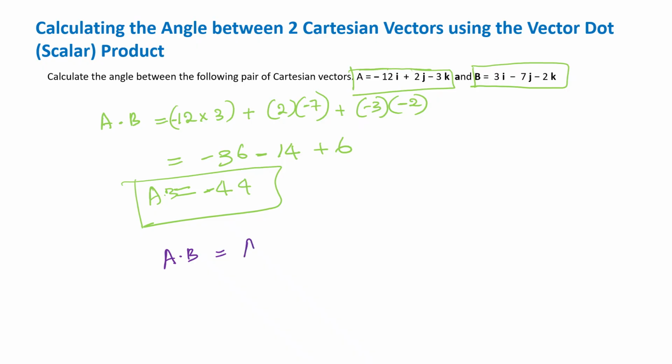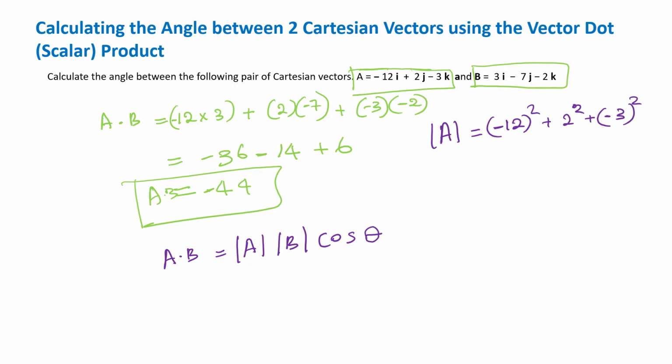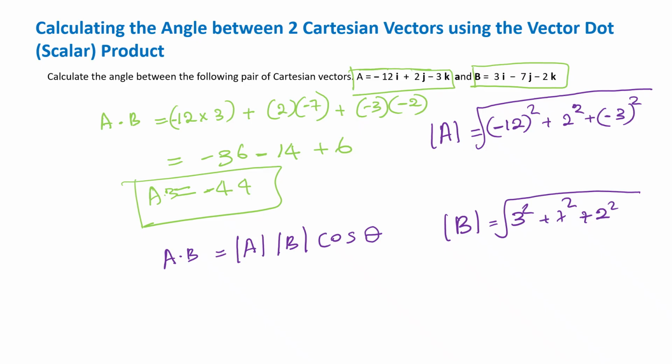A dot B is the A magnitude times the B magnitude times cos of the angle between A and B. So how do we find the A magnitude? Negative 12 squared plus 2 squared plus 3 squared, square root of this. Am I right? How do we find the B magnitude? 3 squared plus 7 squared. You don't have to put the negative because it is squaring. Square root of this. Am I right? Okay, now you can say these two are equal.